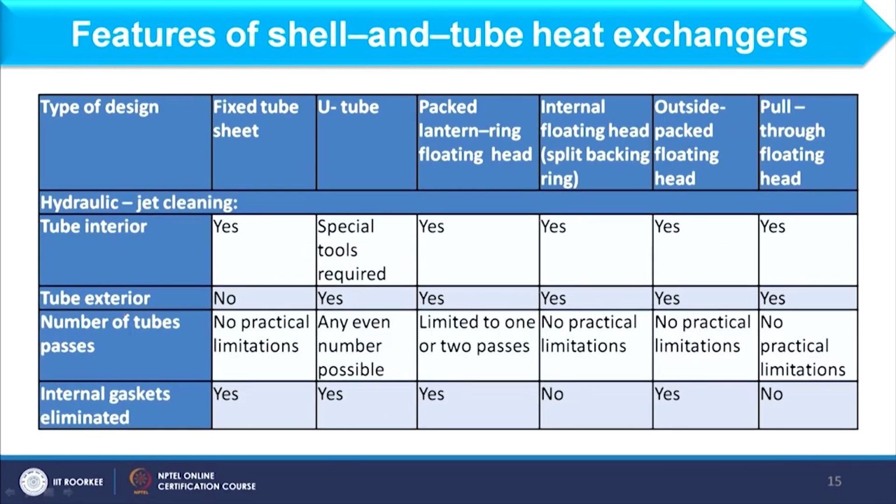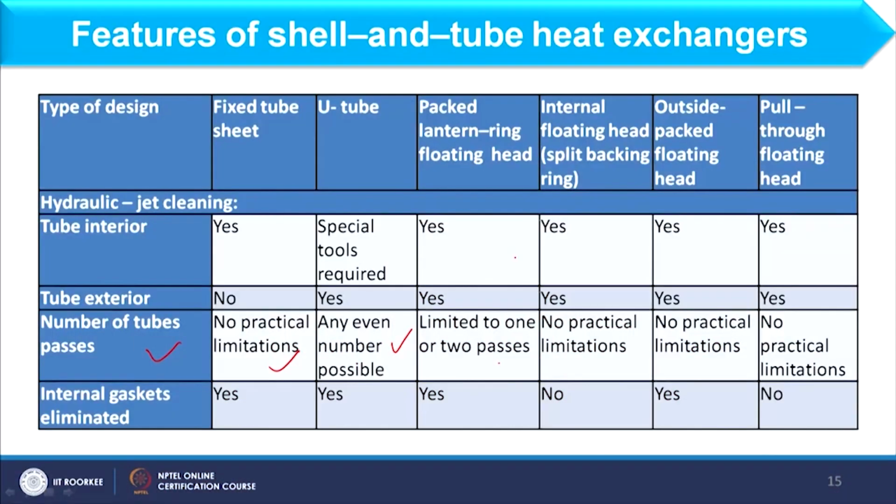Okay. And if you see here, we have the number of tube passes. So, no practical limitation, you can accommodate any pass in fixed tube sheet; in U tube any even number is possible, because each tube will give at least 2 passes, right. So, even number is possible. This number of passes of tube we will discuss in detail in tubes, okay. So, there we can consider whether it is even or odd, fine. Further, if I consider packed lantern ring floating head, that is TEMA W, we are limited to 1 or 2 passes only because of the complicated design. No practical limitation in split ring heat exchanger and external floating head as well as internal floating head.